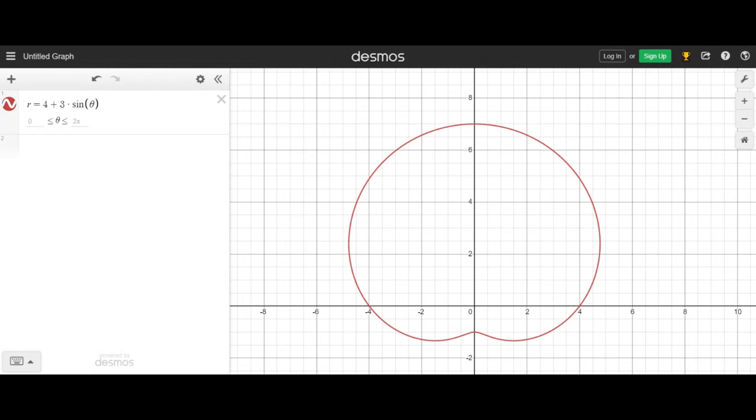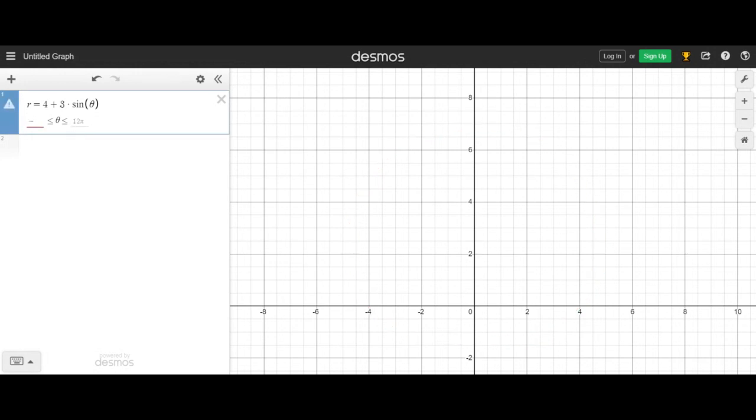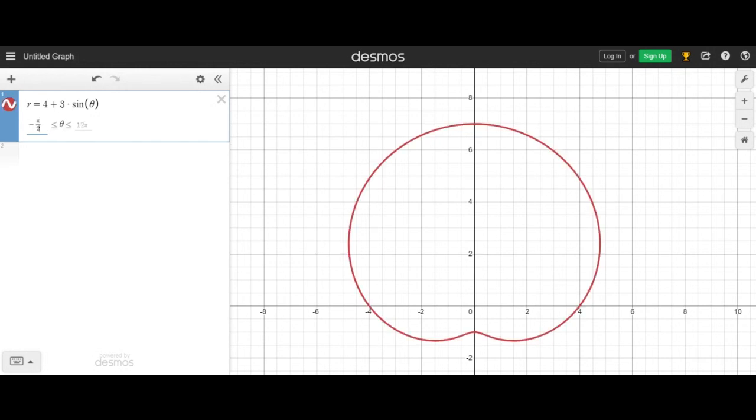So in Desmos, I can change my starting angle to negative pi divided by 2, and the ending angle to pi divided by 2. And you see, that gets me the right half of this cardioid. That's the area between the vertical axis and the red polar graph, r equals 4 plus 3 sine theta. That's the area I want.